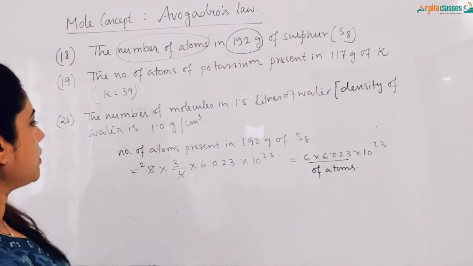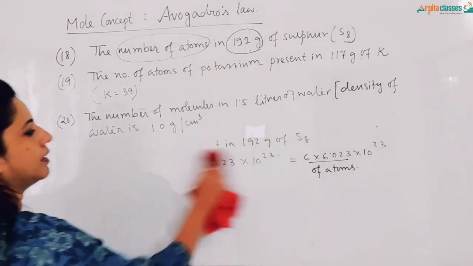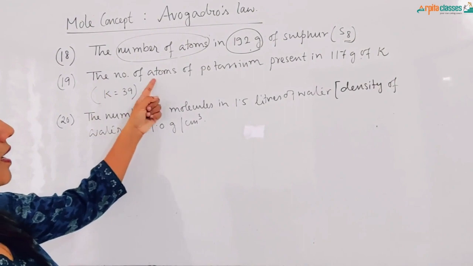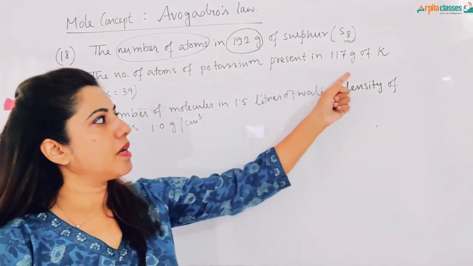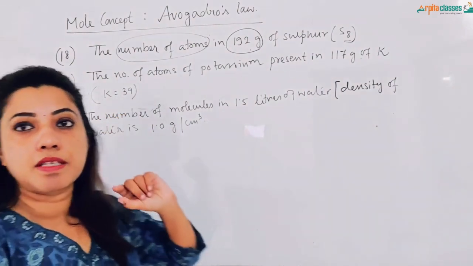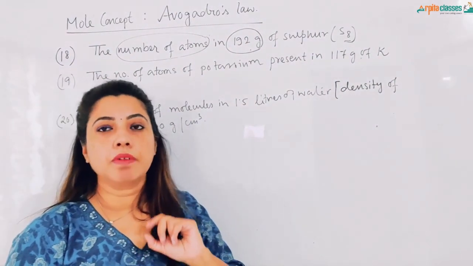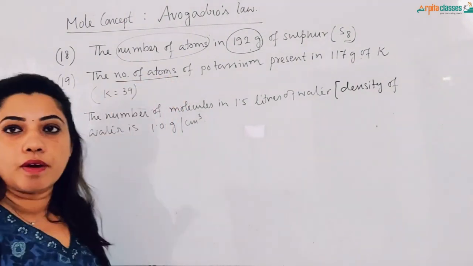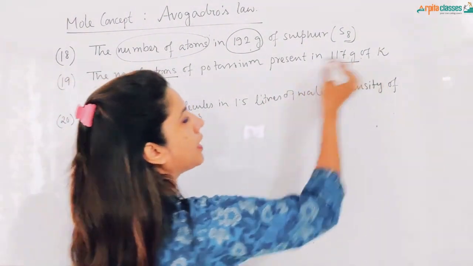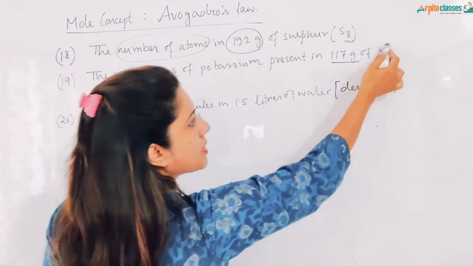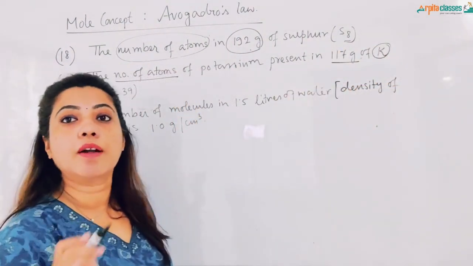Let us see the next question, question number 19. Question number 19 is the number of atoms of potassium present in 117 gram of potassium. They have given potassium is 39, that means the atomic weight of potassium is given, that is 39. So number of atoms again which is related to Avogadro number, and 117 gram which is related to the molecular weight or atomic weight. Here our substance is potassium, so we need to take the atomic weight.